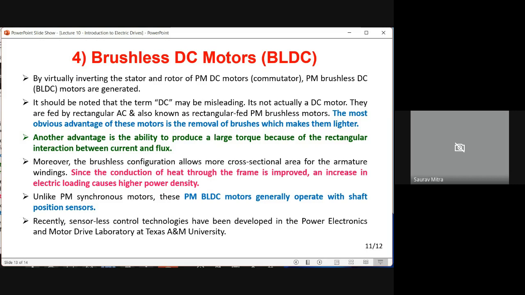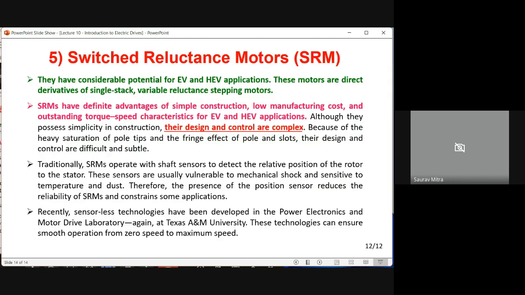We will see how these position sensors are actually helping with proper control and rotation of the brushless DC motor. Recently, sensor-less control technologies have been developed in the Power Electronics and Motor Drive Laboratory of Texas A&M University. Last slide and last motor we are going to discuss. This is also a very important type of development.